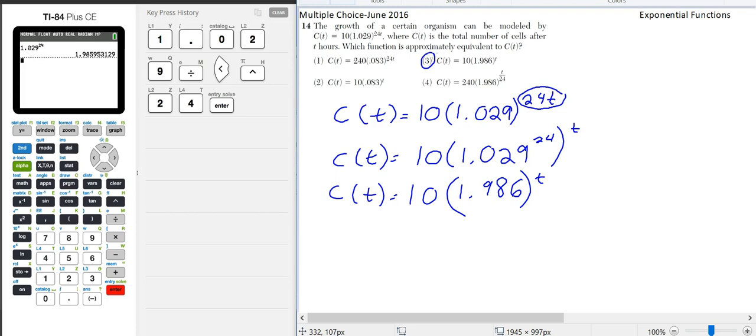question. If you didn't know how to do this, another way to answer this question would be to pick an arbitrary value for t and plug it into the equation from the question. Let's say you would plug in t is equal to 3. And then you would evaluate choice 1 at t is equal to 3, choice 2 at t is equal to 3, choice 3 at t is equal to 3, and choice 4 at t is equal to 3. And whichever equation gives you the same value for C of t as the equation from the question, that would be the correct answer. Let's do one more example of this type of question.